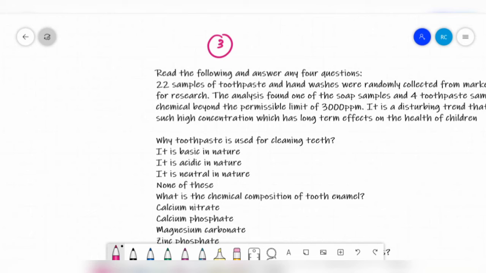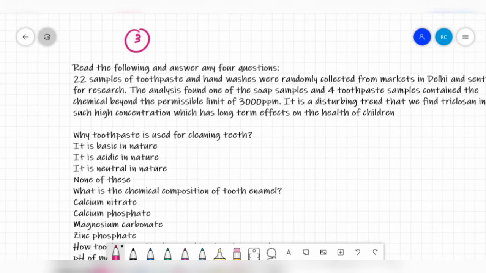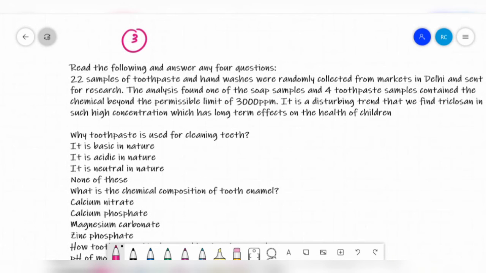Okay. Now again read the following passage and answer any four questions. Okay, what is the paragraph about? 22 samples of toothpaste and hand washes were randomly collected from markets in Delhi and sent for research. Okay, what is the result?